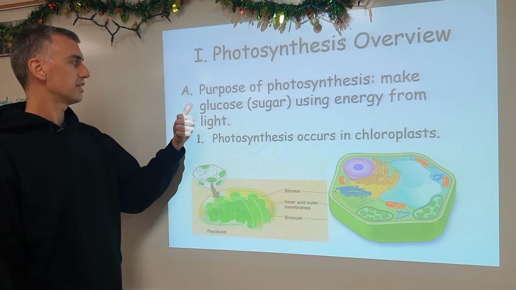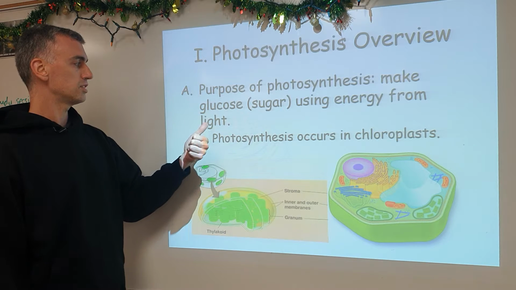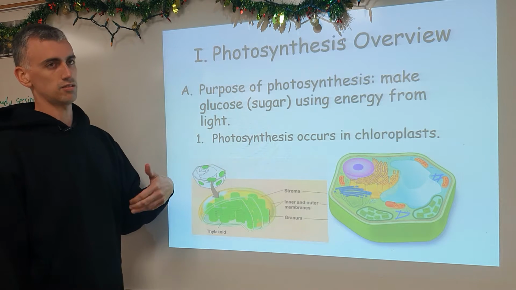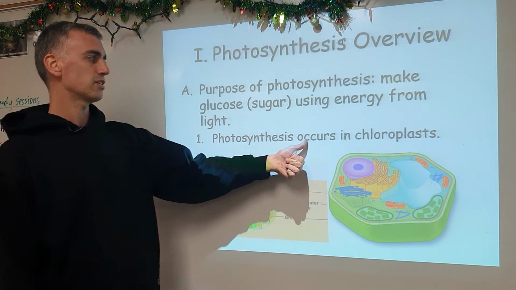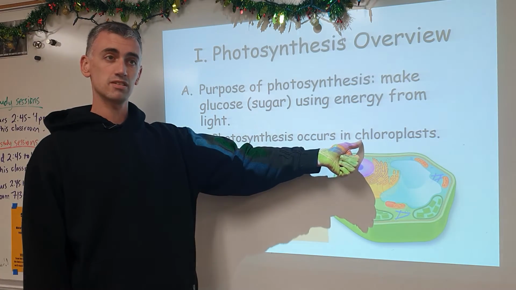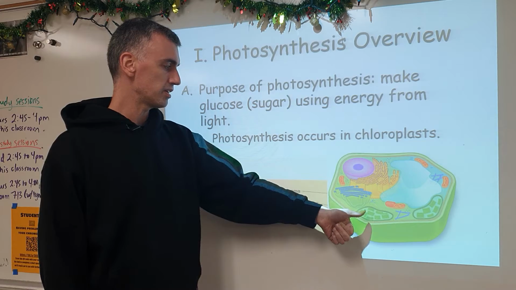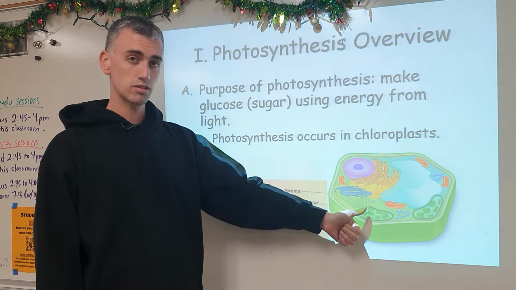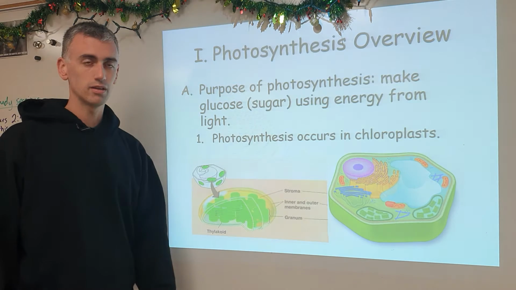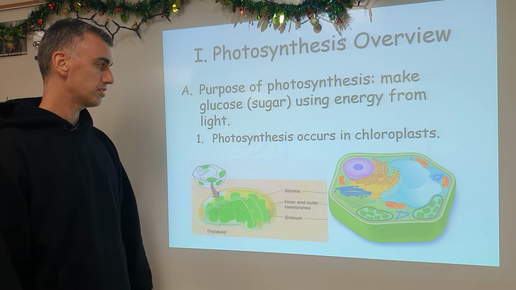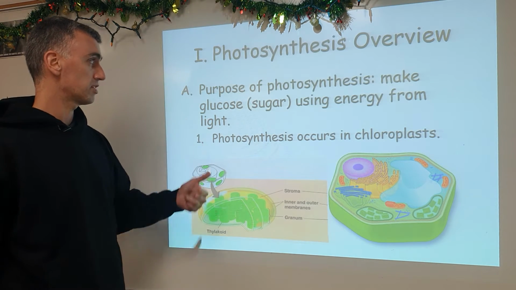So, the idea of making glucose sugar using energy from light, that's what photosynthesis is. Pay attention to this part. Photosynthesis occurs in the chloroplast. That's the name of a cellular organelle, a piece of the cell. It gives it its green color if it's a plant cell. In fact, these are only found in plant cells anyway. And they are the site of this process of photosynthesis.